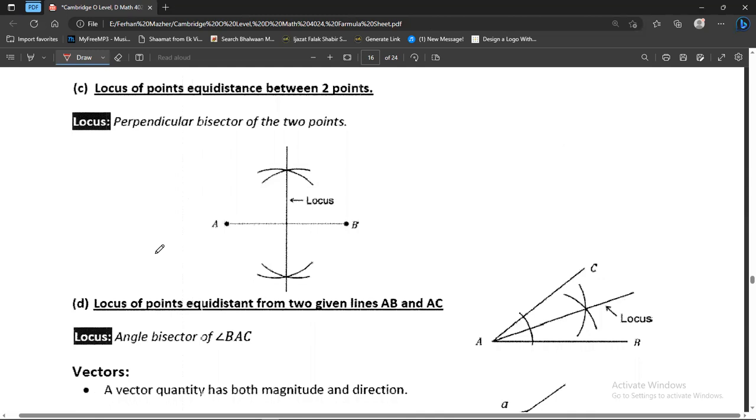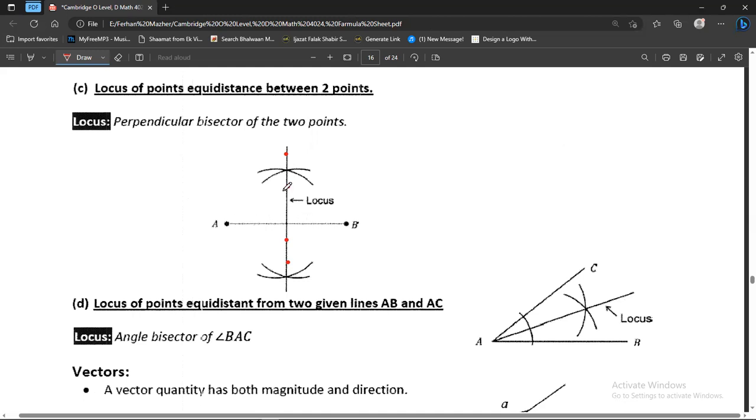Locus of a point equidistant between 2 points. If you are equidistant between 2 points, then you always draw a perpendicular bisector of that line. So when you move on the perpendicular bisector, if you go anywhere on that line, your distance from A and your distance from B remains the same. Okay, so how do you draw the perpendicular bisector? You open your compass, for example, if you want to draw the perpendicular bisector of AB, you open your compass more than half of the AB.